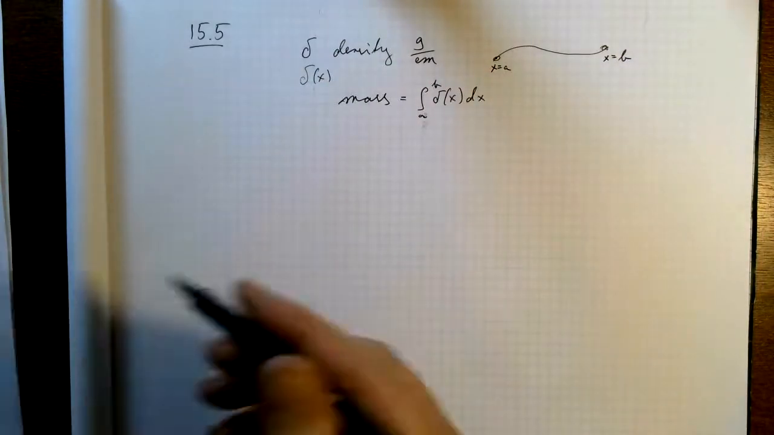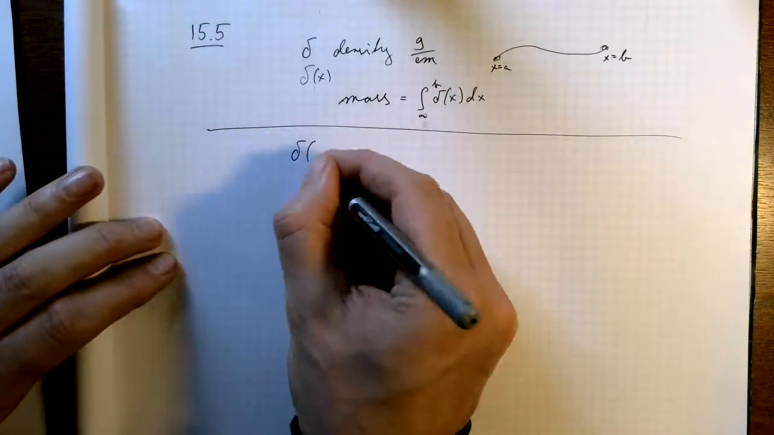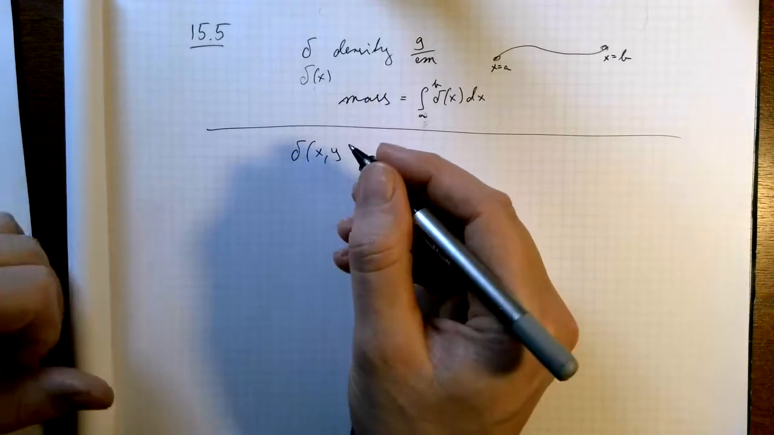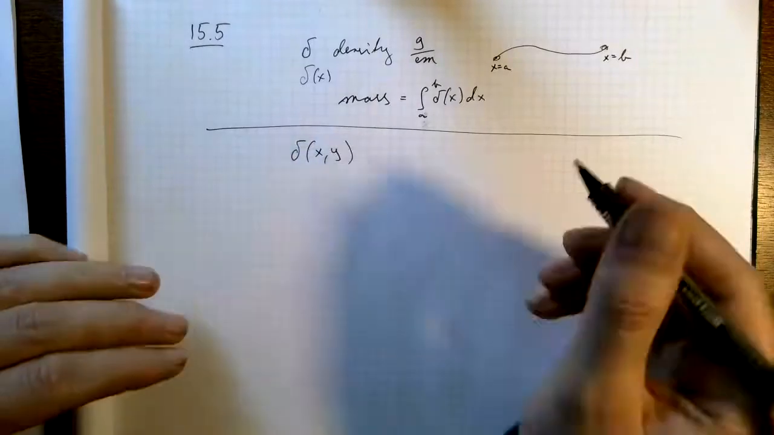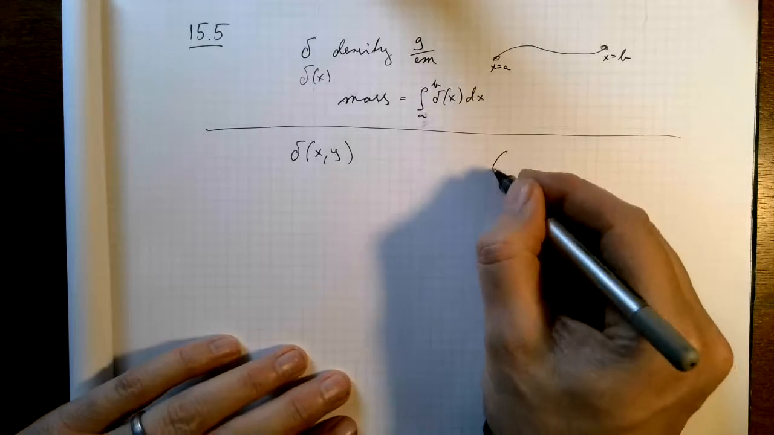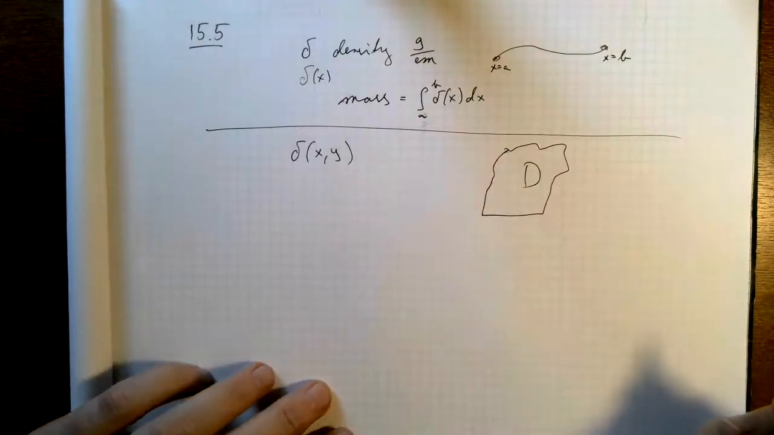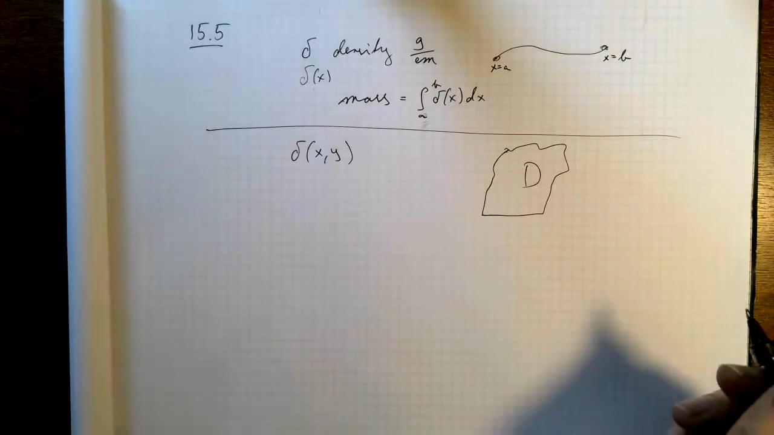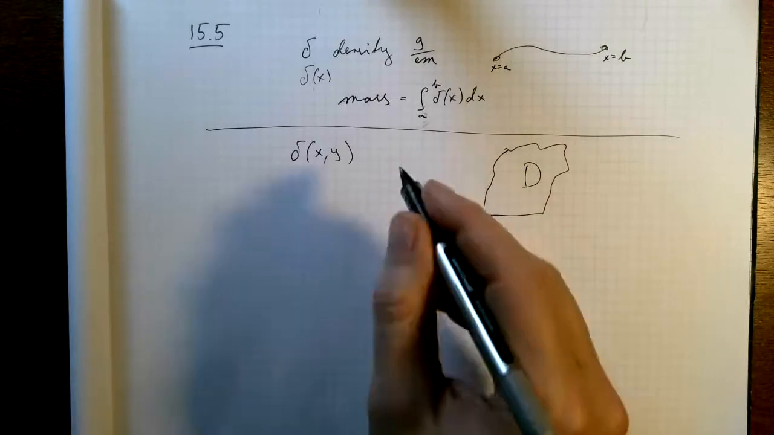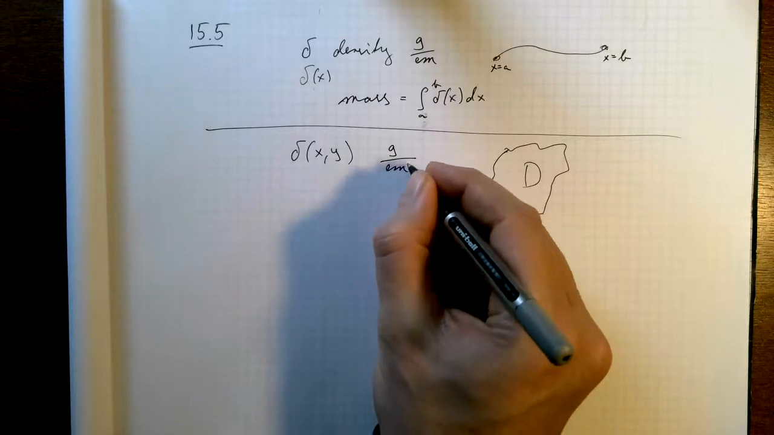If we look at two variables, well, basically it's the same thing. If we now have density, but now it's a function of x and y, because we're in 2 dimensions, and we have some region D, maybe that's not the greatest depiction of a region, but we have some region in the plane, and now the density is maybe grams per centimeter squared.